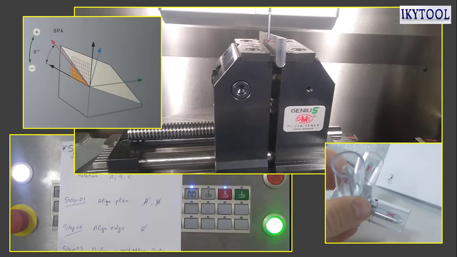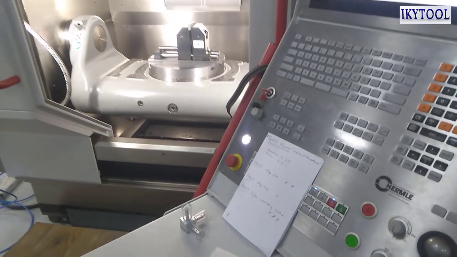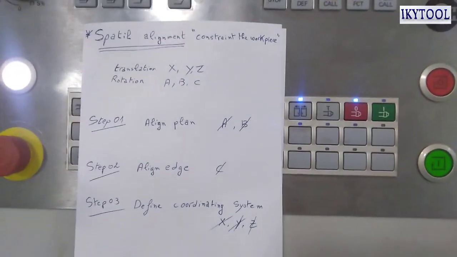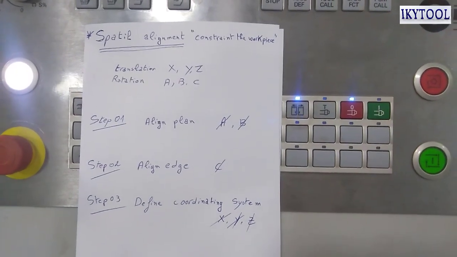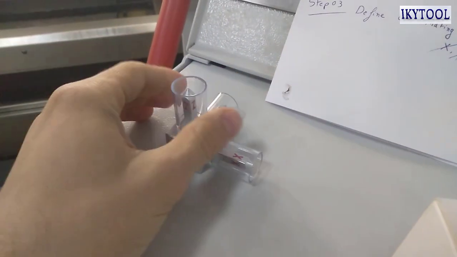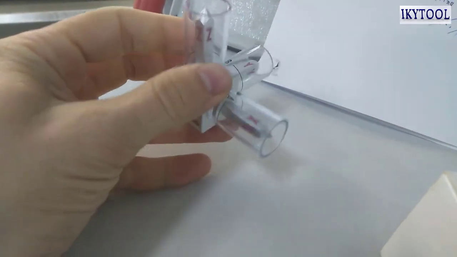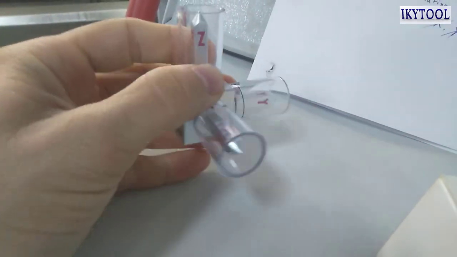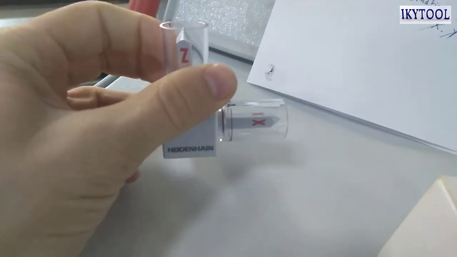Hello dears, the purpose of this video is to make spatial alignment. It's done by constraining the workpiece to eliminate degrees of freedom. We consider that the workpiece is floating in space in all directions: 3 rotations and 3 translations.